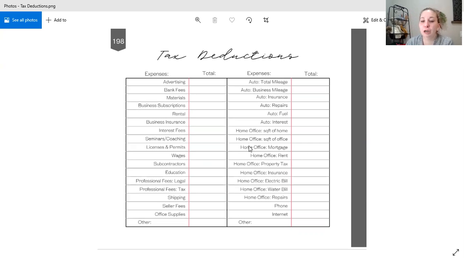Okay. So you're going to need your mortgage or your rent, your property taxes, your insurance, your electric bill, your water bill, any repairs done exclusively to the area, and then your phone and internet. And one thing that is not mentioned on this form but needs to be added is credit card processing fees. So if you have any credit card processing fees, such as PayPal or something like that, those would need to be included here. Another thing that I forgot to mention under advertising is your website. So if you have a website that you're paying for, that would go under advertising.